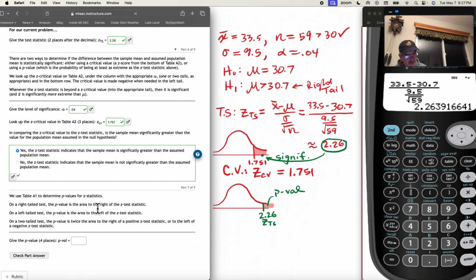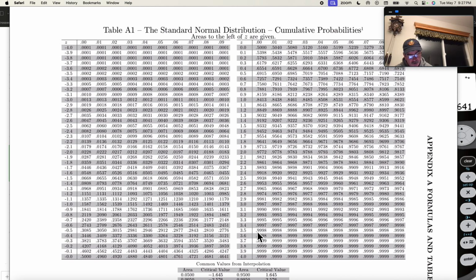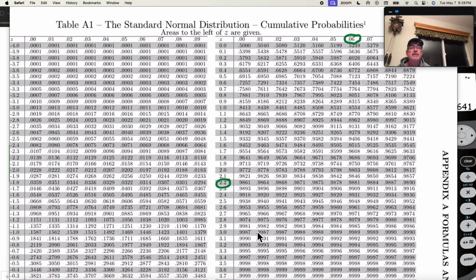Okay, so we get that on table A1. All the p-values come from a probability table. Table A1 is a probability table, so let's jump over to there. Here it is. So our z-score is 2.26. So here we go, 2.2, 0.06.